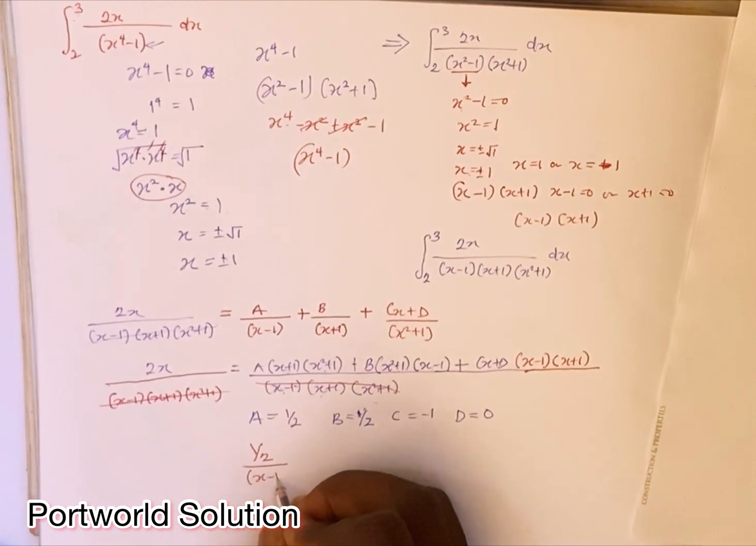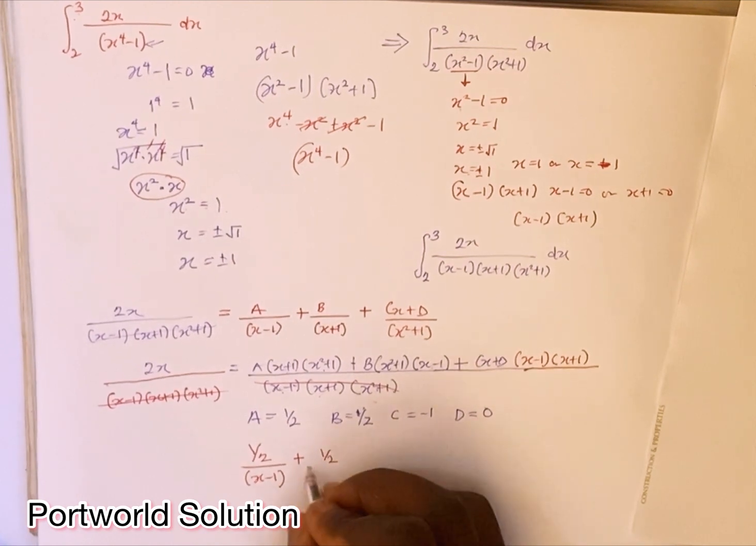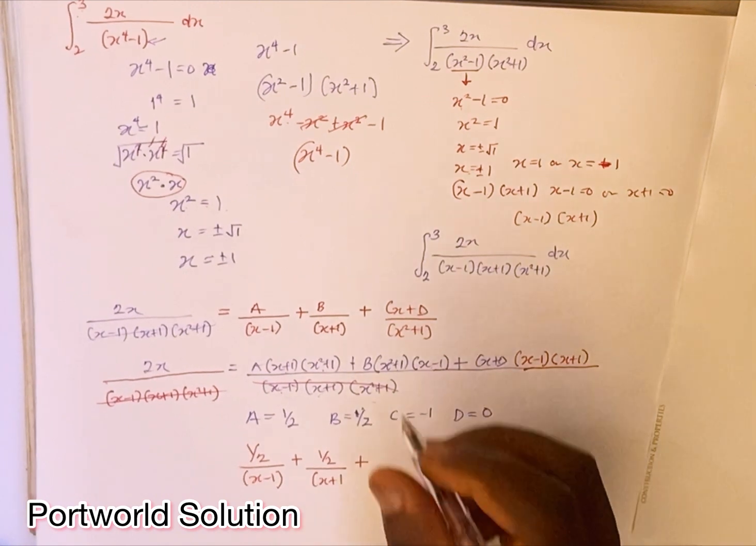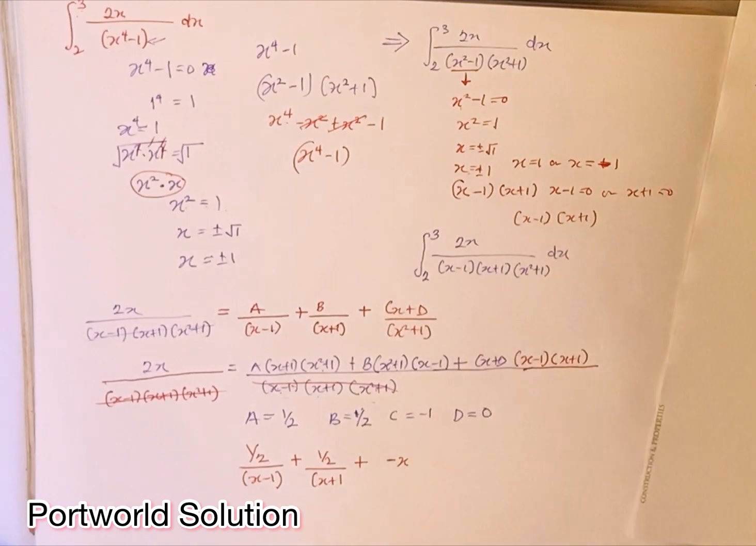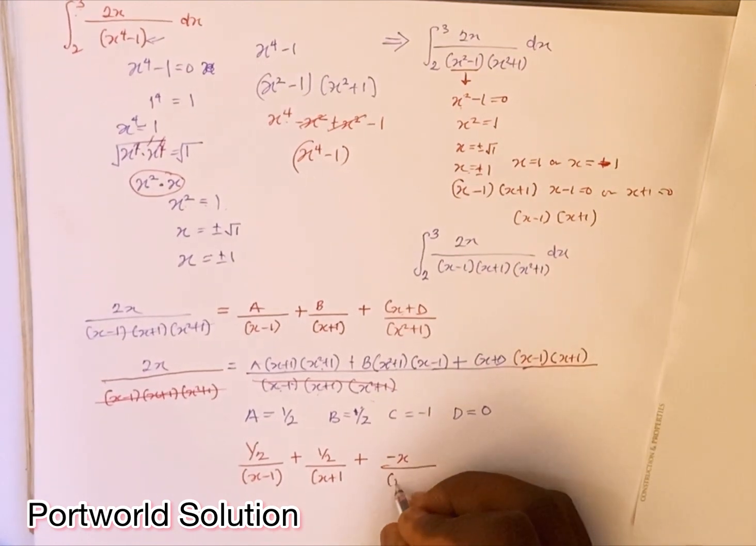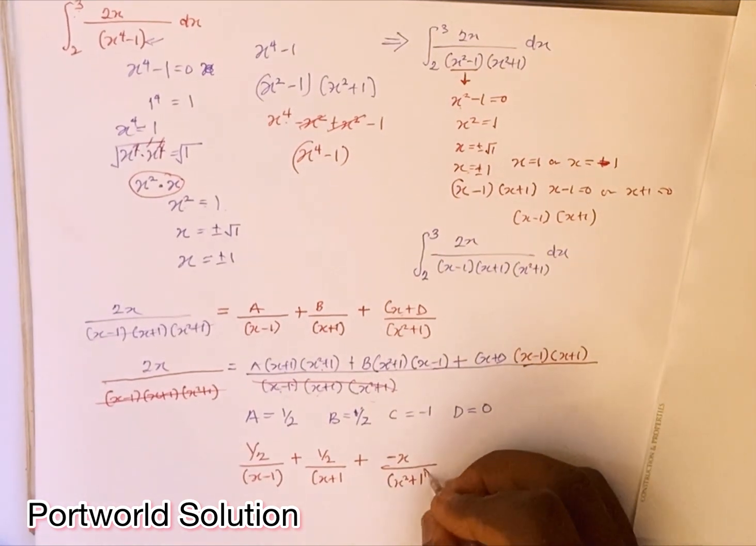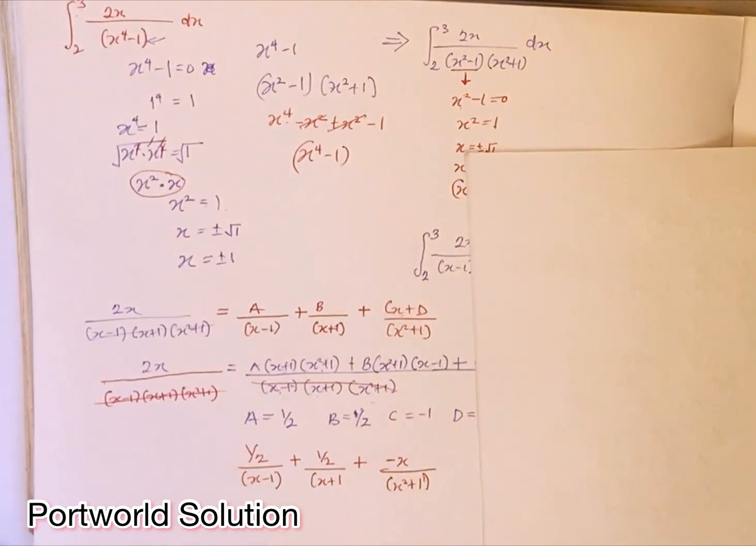So this equation will actually become 1 over 2 divided by x minus 1, right? Then plus my B, which is 1 over 2 divided by x plus 1. Can you see this now? Plus my C is minus 1, that's minus x, plus D, which is 0, divided by x squared plus 1. Wow, everything is 0.